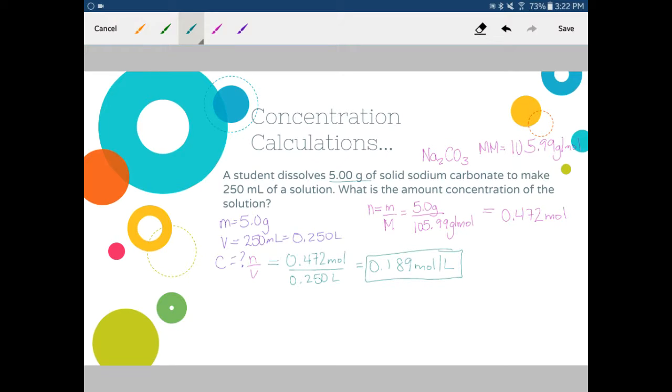All right, so you can see how if I'm given mass, I can solve for moles and then plug that into my second formula, or vice versa. If I'm given a concentration and a volume, then I can work backwards and solve for mass. So mass and chemical amount are often tied together quite closely.